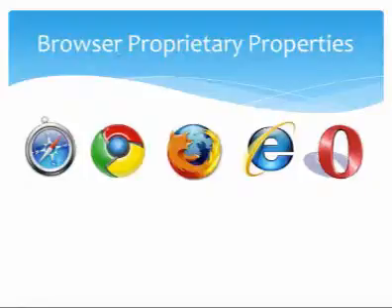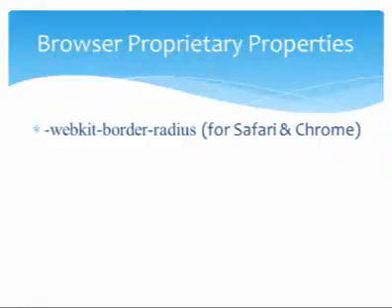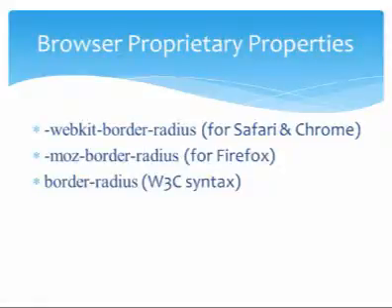Then you need to code 3 different style declarations to round those corners with border radius. WebKit border radius for Safari and Chrome, Moz border radius for Firefox, and border radius, which is the W3C syntax. The Opera and Internet Explorer 9 browsers support the W3 syntax for border radius. Eventually, all browsers will support the W3C syntax border radius property, so code this property last in your list.